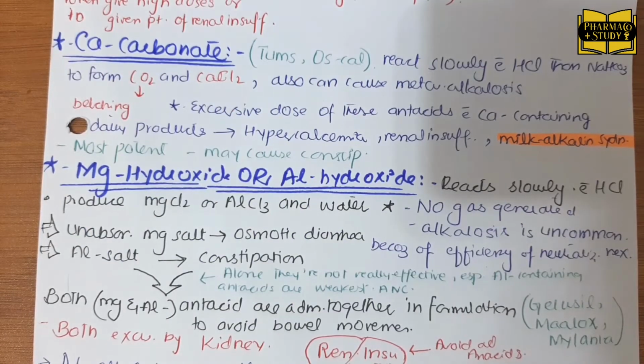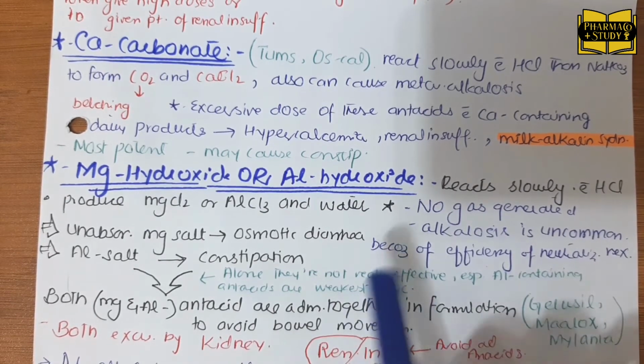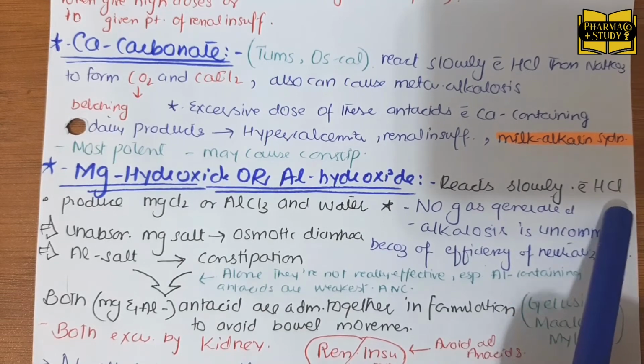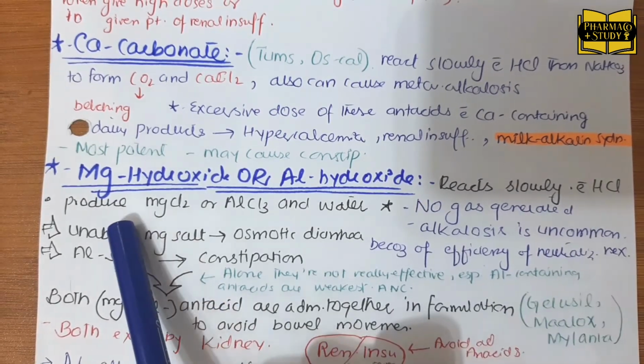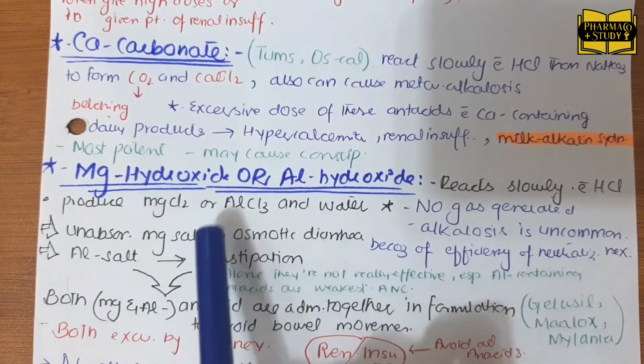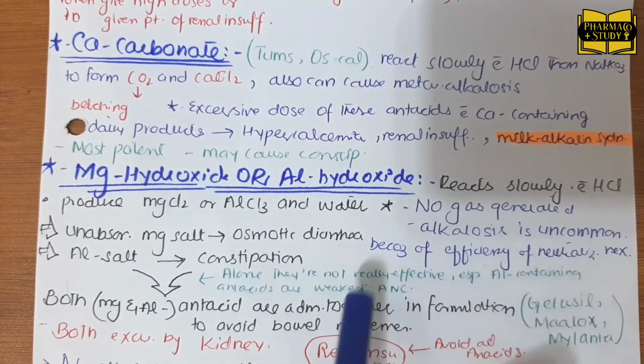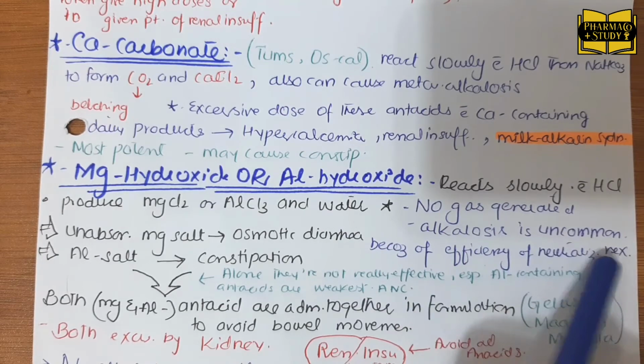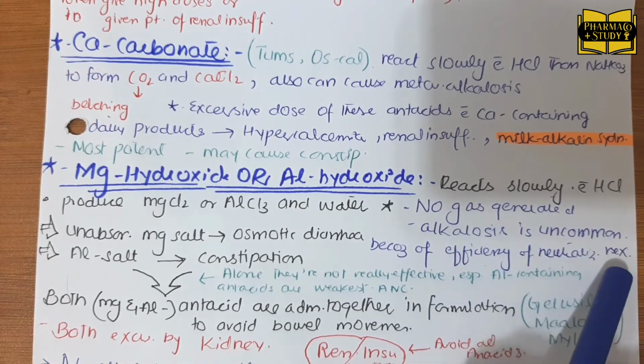Toward the third agent, which is the most widely used agent, they come in combination, so I will say these are the most commonly used agents in practice. They react slowly with the HCl, producing magnesium chloride, aluminium chloride and water. So there is no production of gas, no gas is generated. And alkalosis is also uncommon because of the efficiency of the neutralizing reaction.